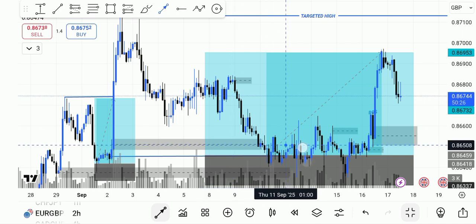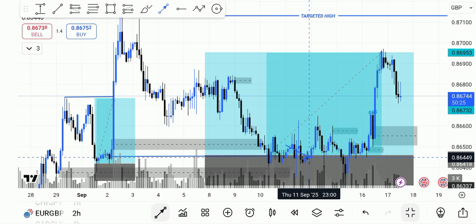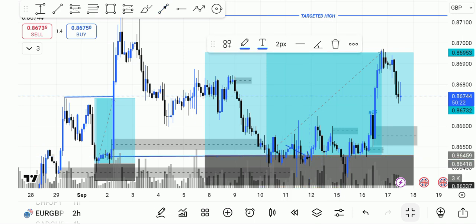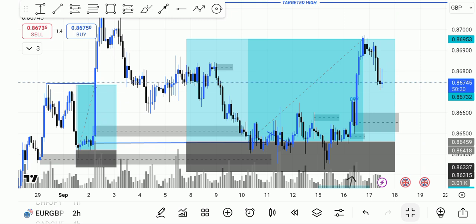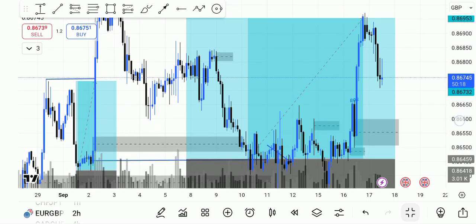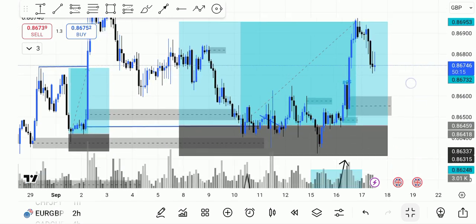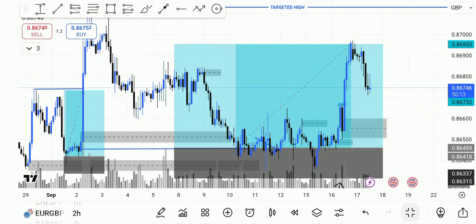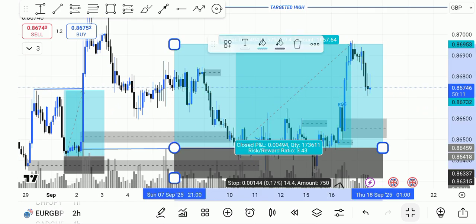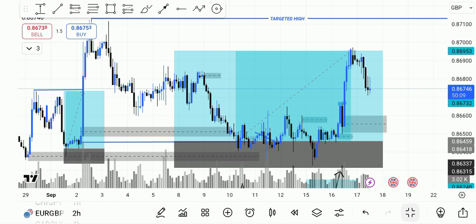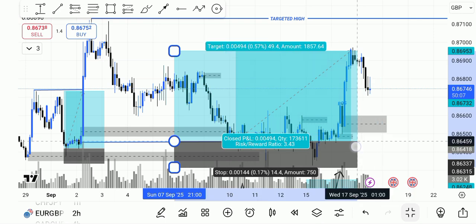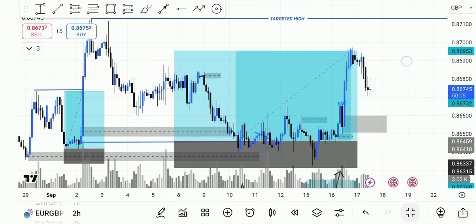So it came back here. As you can see, it mitigated my zone and I waited patiently for it to take profit. As you can see, this is a 1:3 risk to reward, and it's a very good risk to reward if you are a beginner trader or even if you are a pro trader.